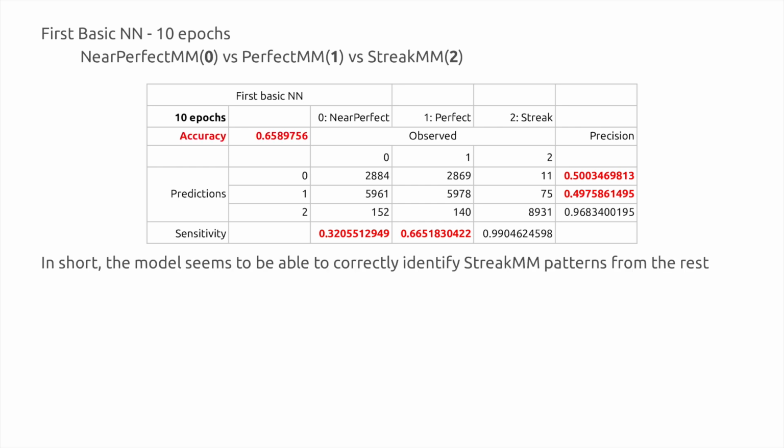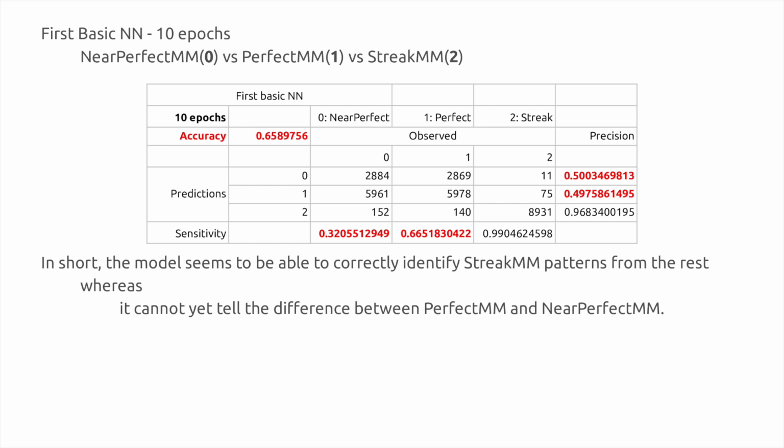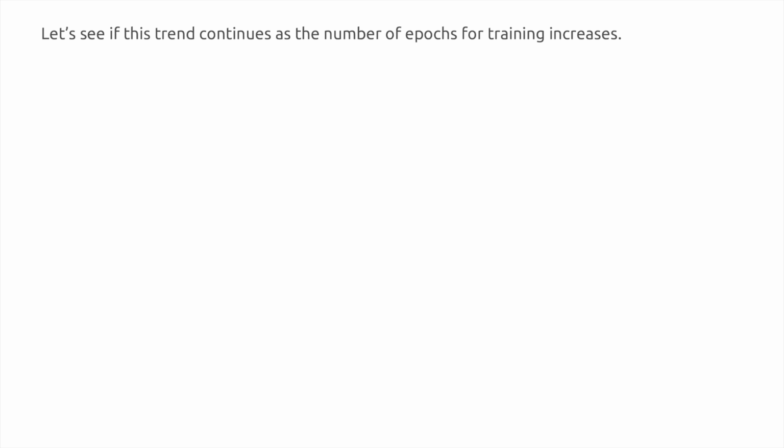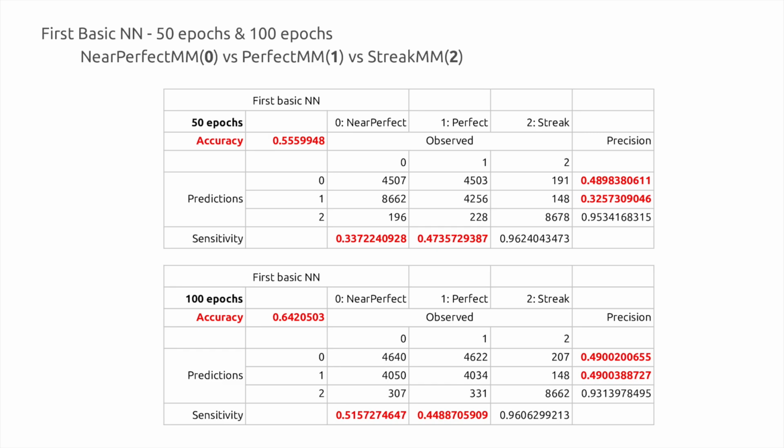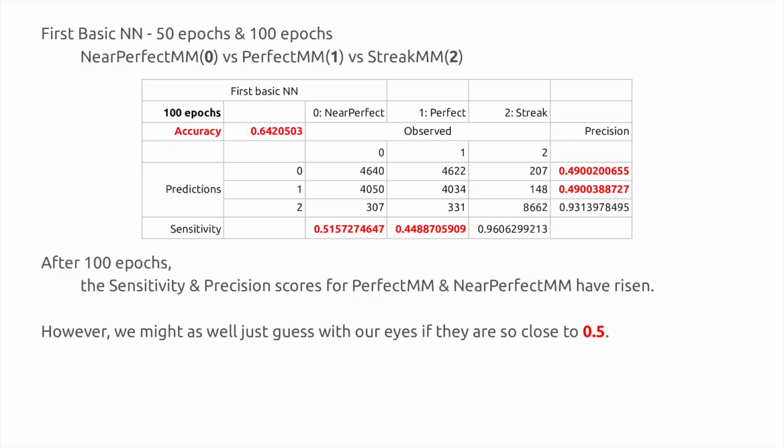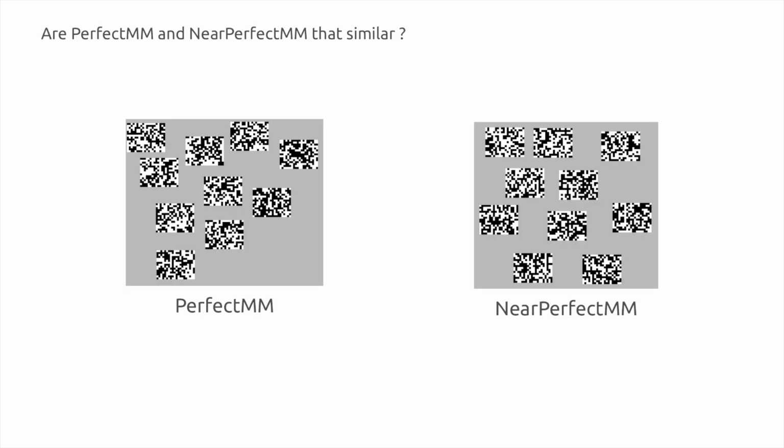In short, the model seems to be able to correctly identify streak MM patterns from the rest, whereas it cannot yet tell the difference between perfect MM and near perfect MM. Let's see if this trend continues as the number of epochs for training increases. The trend continues. After 100 epochs, the sensitivity and precision scores for perfect MM and near perfect MM have risen. However, we might as well just guess with our eyes if they're so close to 0.5. Are PerfectMM and Near PerfectMM that similar? If so, can we just combine the two classes?